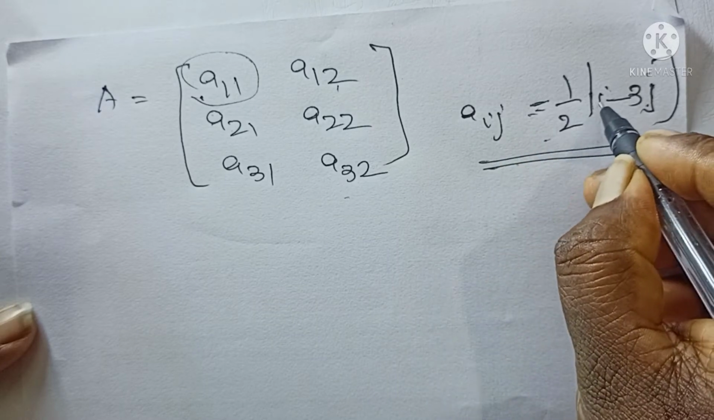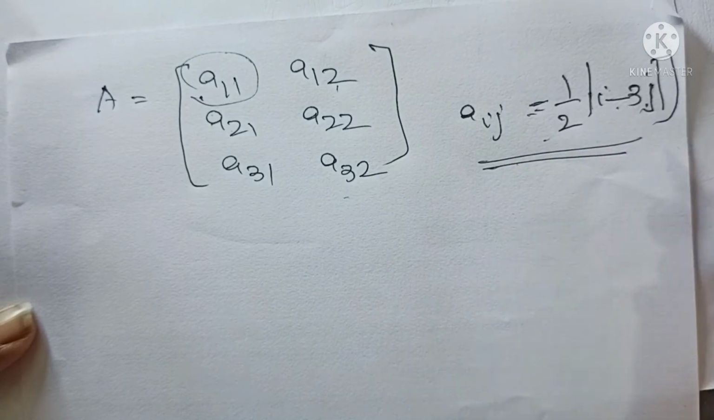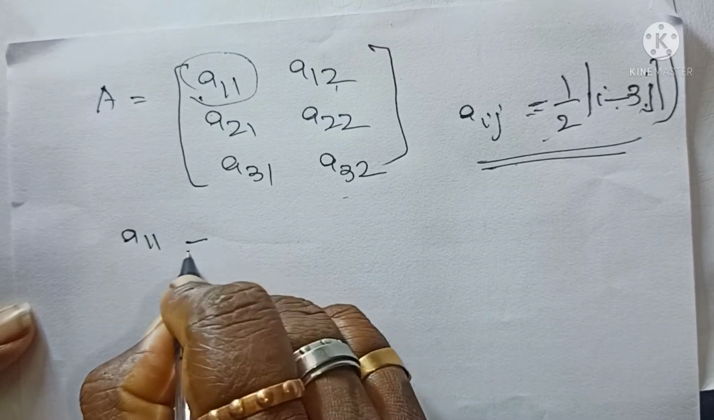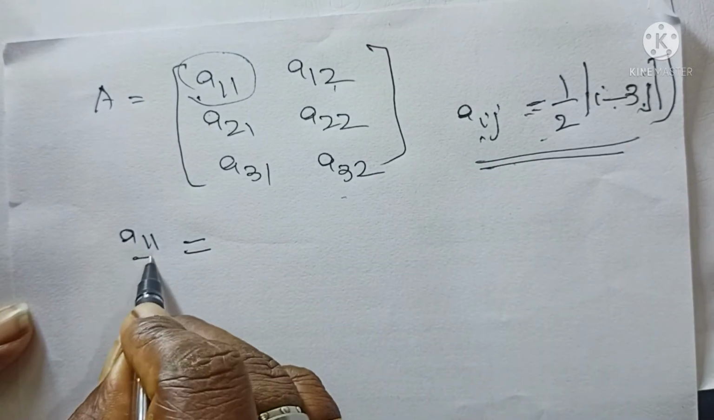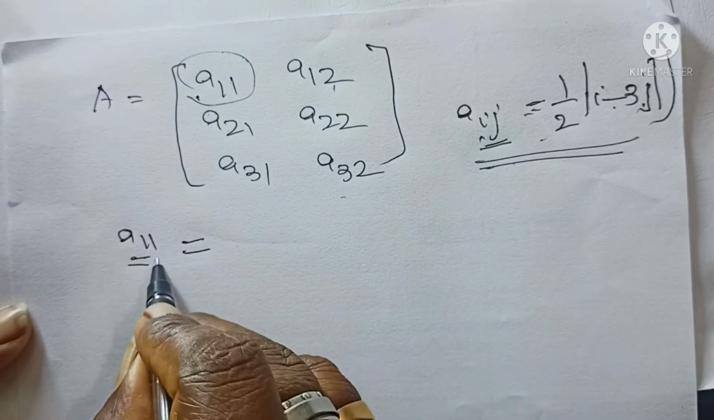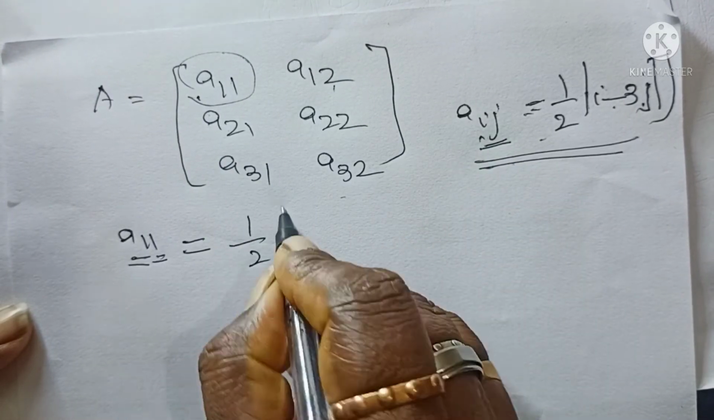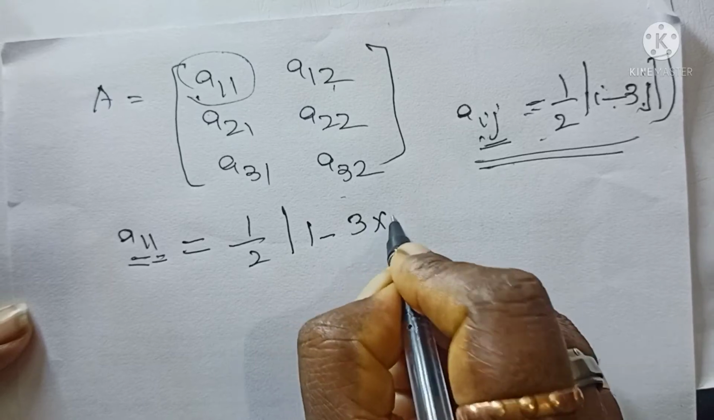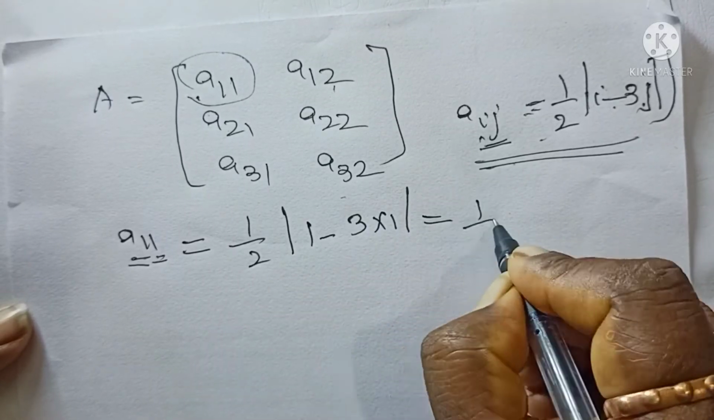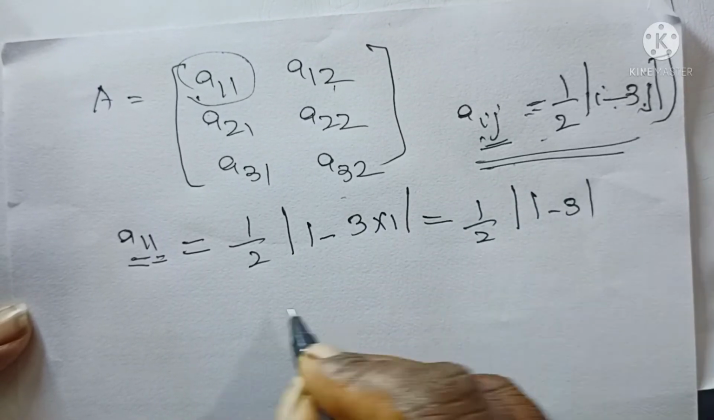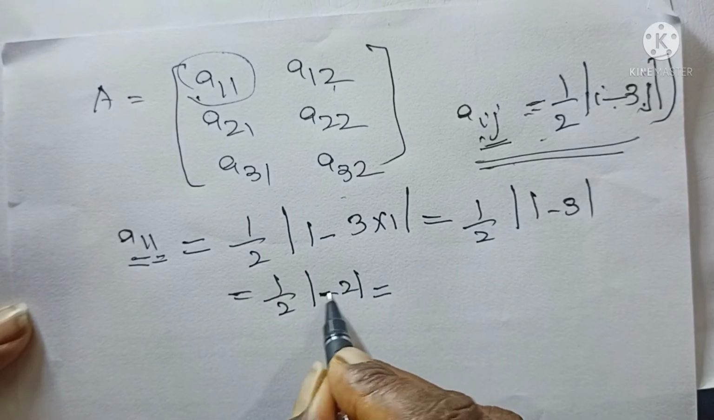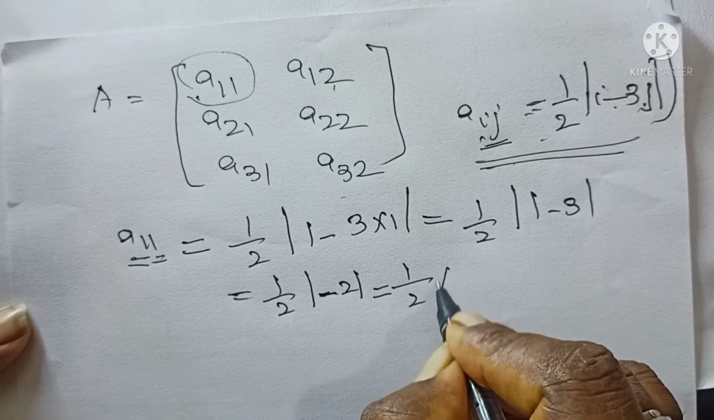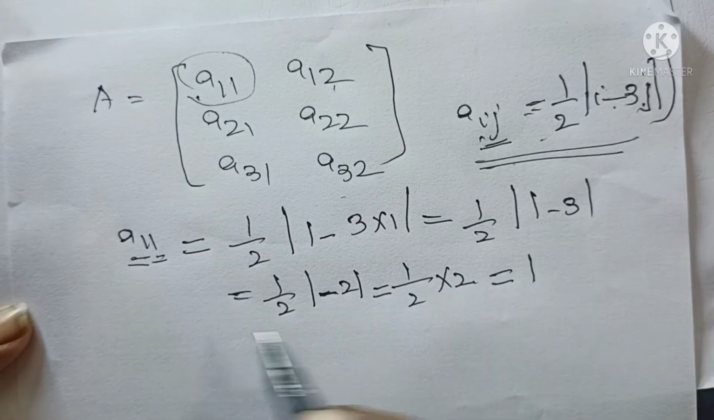Aij is equal to 1 by 2 into modulus of (i minus 3j). So first you have to find A11. A11 means in the place of i we have to substitute 1, and in the place of j we have to substitute 1. So 1 by 2 into modulus of (1 minus 3 into 1), which is equal to 1 by 2 modulus of (1 minus 3), which is equal to 1 by 2 into modulus of minus 2. Modulus of minus 2 is also 2 only. So 1 by 2 into 2 is equal to 1. So A11 is equal to 1.